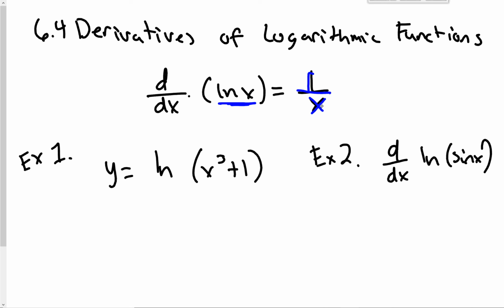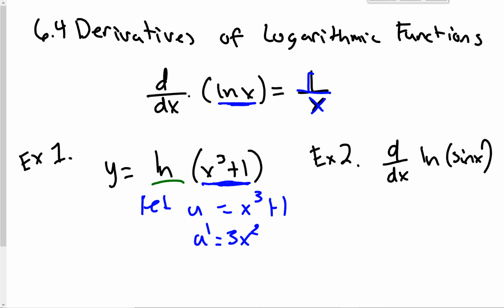If I do anything other than just plain x, that's when I'm going to have to do chain rule. So I'm going to let u equal x cubed plus 1, and then I can take that derivative, 3x squared. That's the derivative of u. Then you take the derivative of the outside, which is just ln. The derivative of ln of u is 1 over u.